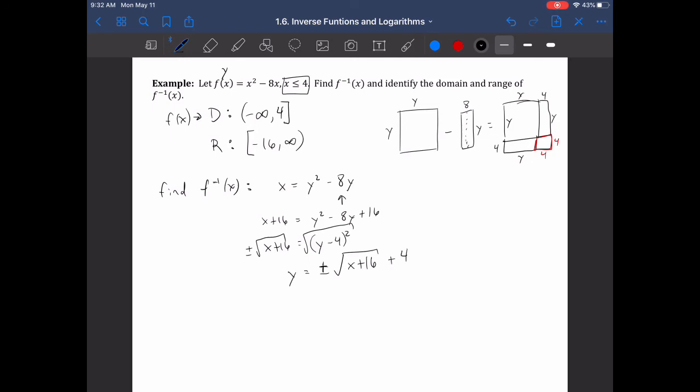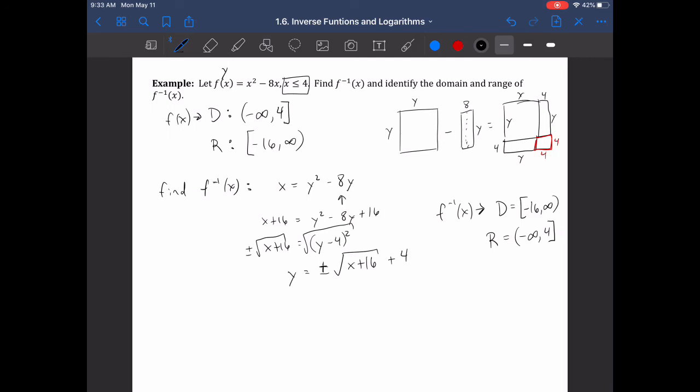Okay? Now remember, we have to flip-flop the domain and range. They switch. So for f inverse of x, the domain is the range of the original one. That means it's going to be from negative 16 to infinity. And the range is going to be the domain of the original one, negative infinity to 4 inclusive. And if we look at that, we have to input values and look at what we have to output. We have to output values from 4 down to negative infinity.